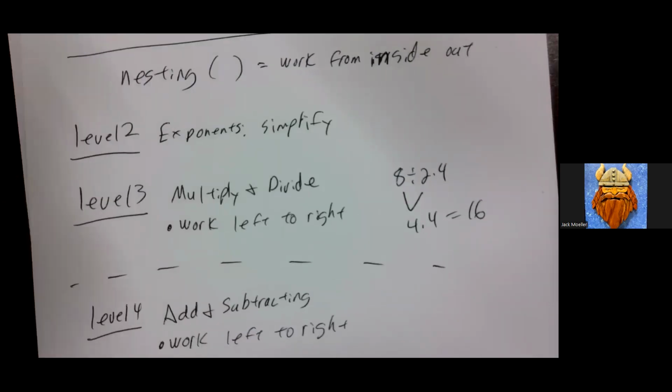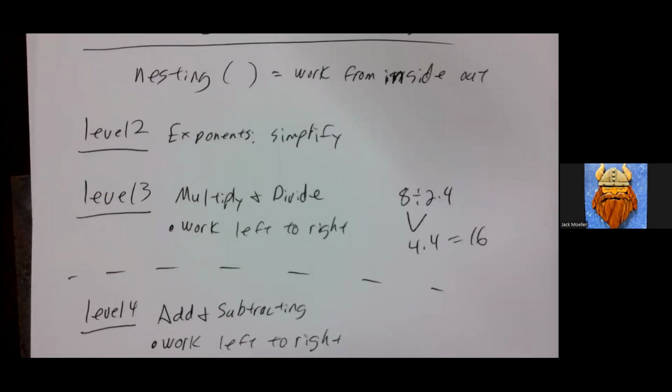Well, what are exponents? How do we simplify them? Exponents are just a shorthand for repeated multiplication. So when we deal with exponents, we actually break it down into a multiply problem. So exponents are basically a higher form of multiplication, or division, depending on if you have negative exponents. We're not going to get that messy.